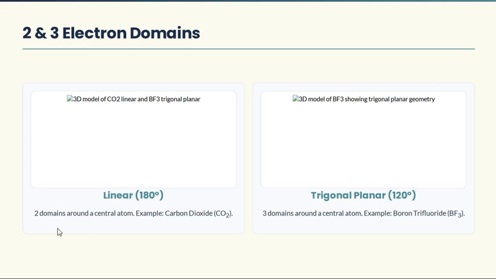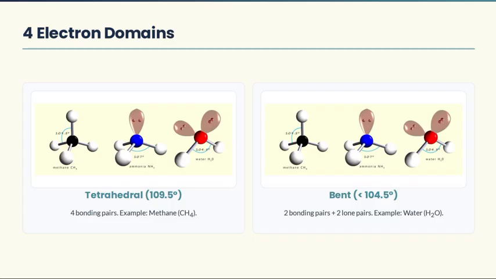The CO2 linear and BF3 triangular planar is two domains around a center atom, like CO2, the C right here, O, and like that. And then a triangular planar is like the three domains around a central atom with 120 degrees. So this is like straight, but this is like a triangle.